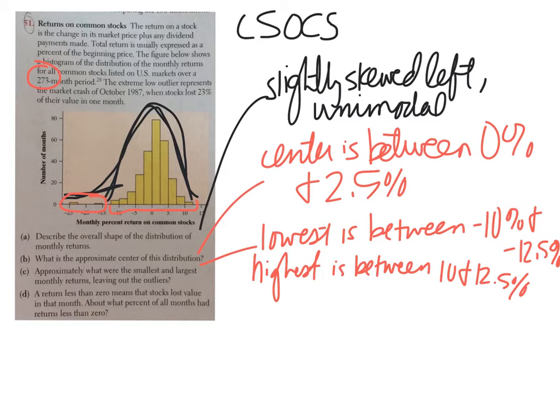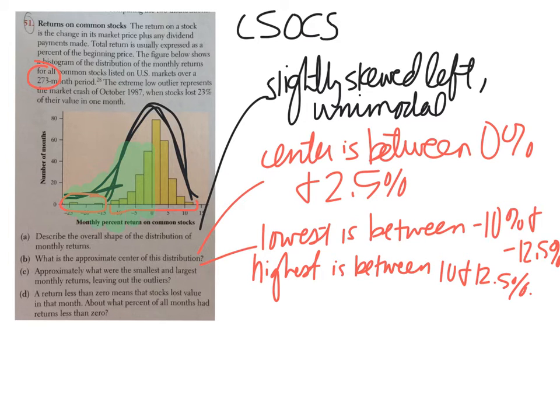Yep. Okay, lastly, this one is the one I think that most people had questions on when they asked. Part D, a return less than 0 means that stocks lost value in that month. About what percent of all months had returns less than 0? All right, I know I'm coloring all over this page. I'm going to bring out a highlighter. So I'm basically trying to figure out what percent these are, the ones that I shaded. Those are all the ones that are less than 0.